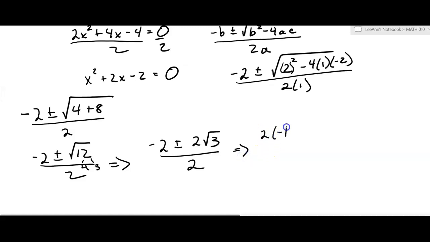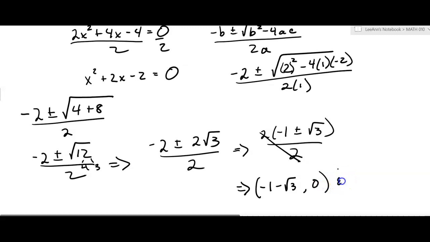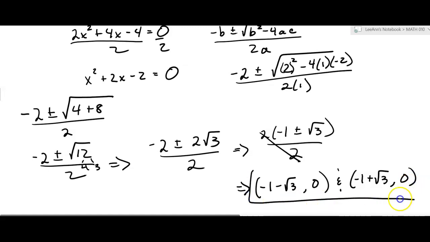You could write it this way. Might be easier to see. And then cancel the 2's. And so you get x-intercepts. Negative 1 minus the square root of 3, comma 0. And negative 1 plus the square root of 3, comma 0. And those are going to be the x-intercepts. They're real numbers. They're not imaginary numbers, so it is crossing the x-axis. They're just irrational solutions.